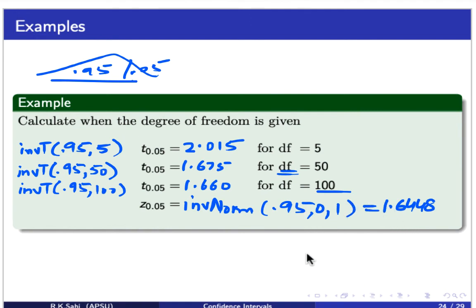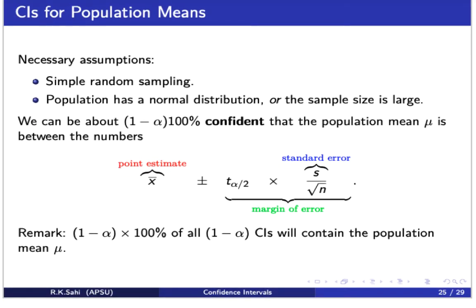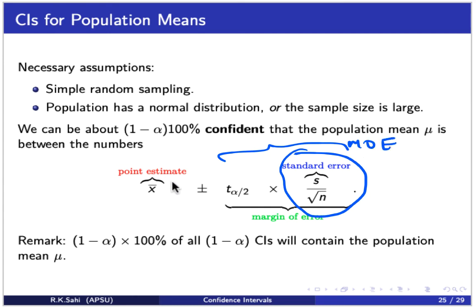Okay, now we would like to write down a formula, confidence intervals for population means when we are given the sample standard deviation. So it's x bar plus minus t alpha by 2 times s over square root of n. Remember this one is the standard error. This total is the margin of error. And this is the point estimate. Okay, let's do some examples now.